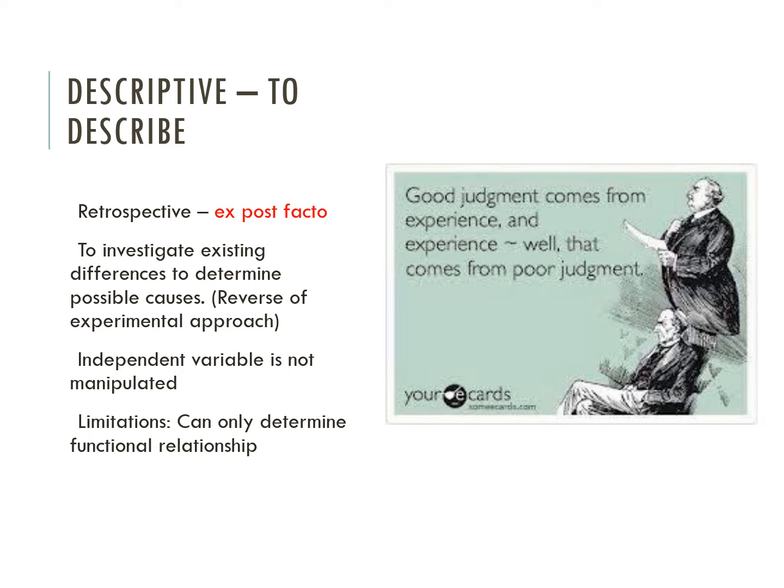I think this meme is just nice because it says good judgment comes from experience, and experience comes from poor judgment. So sometimes you have to look at what happened in the past in order to make better decisions moving forward. And that's what a retrospective or an ex post facto type of study does. It looks at what happened before, makes guesses as to what happened, and then how that correlates with what is current, in an effort to see what will.